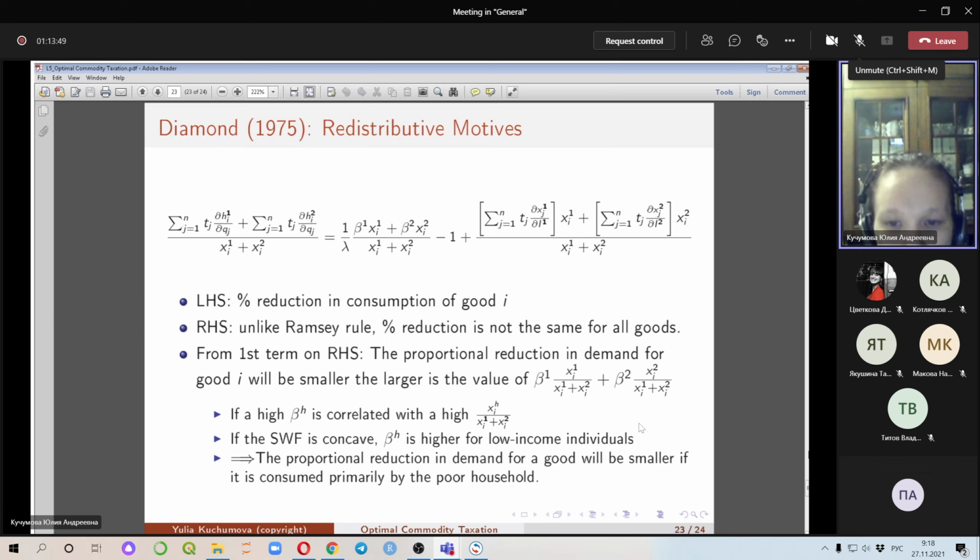This means that these terms are larger for those goods that are consumed more by poor individuals. And this means that the proportional reduction in demand for a good will be smaller if it's consumed primarily by the poor household.